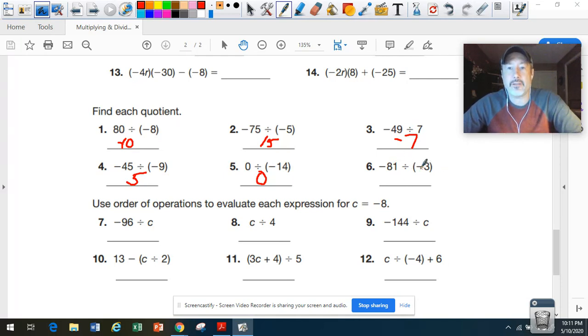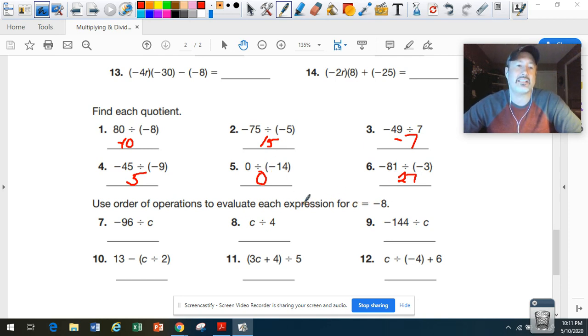Let's see what we have here. We got negative 81 divided by negative 3. We automatically know it is going to be positive, and positive 27 is the answer for that one, number 6.